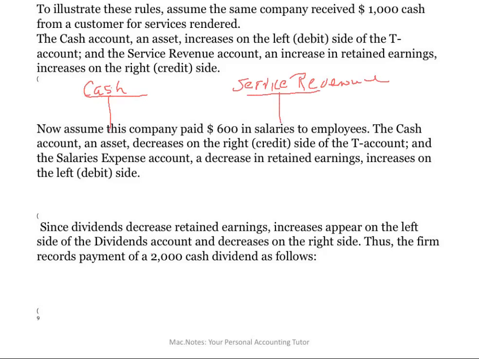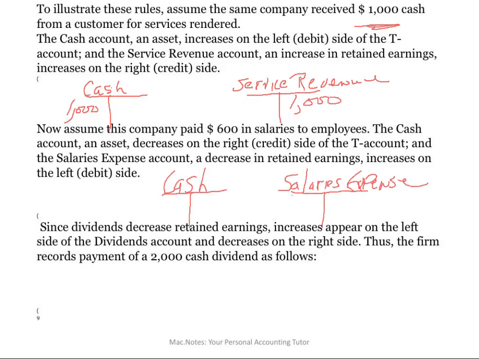Okay, here we go. Transaction: the company received $1,000 cash for performing services for the customer. Well, the cash account goes up by $1,000, and that's recorded as a debit to cash. Service revenue goes up by $1,000, and that's recorded as a credit to service revenue.